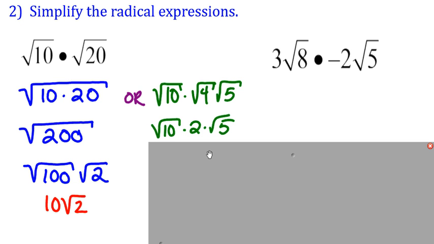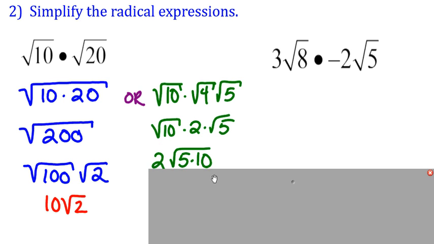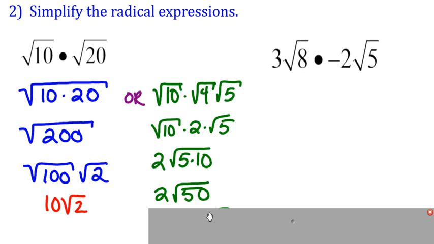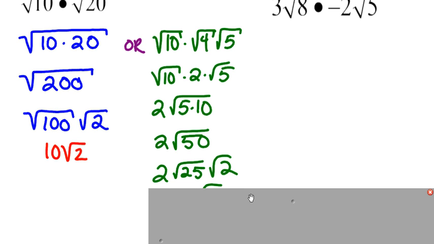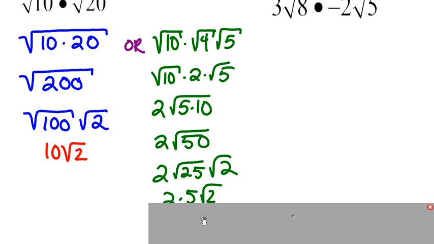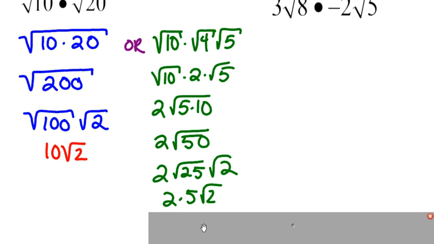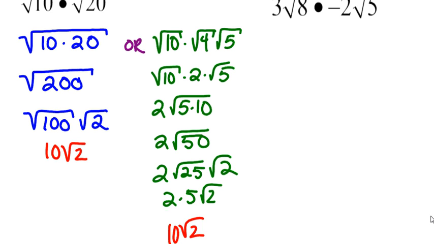And now we can see we've got some simplifying to occur. We've got the square root of 10 times the square root of 5, that would be the square root of 50, which has a perfect square factor of 25. 25 times 2. The value of the square root of 25 is 5. So now I've got 2 times 5 times the square root of 2. Well, that results in 10 square root of 2 as well.